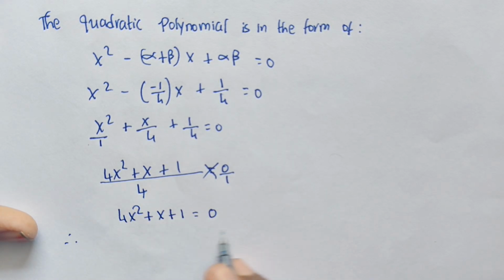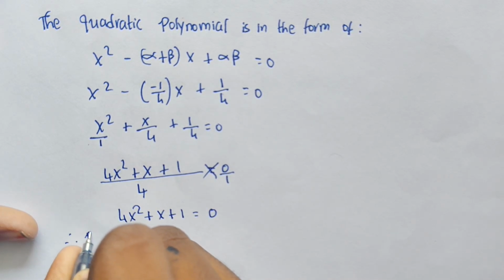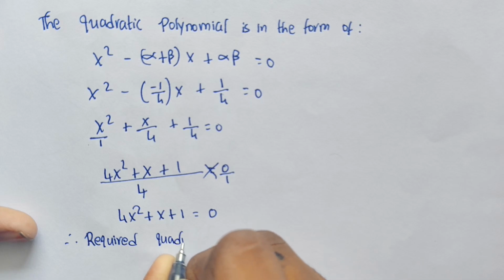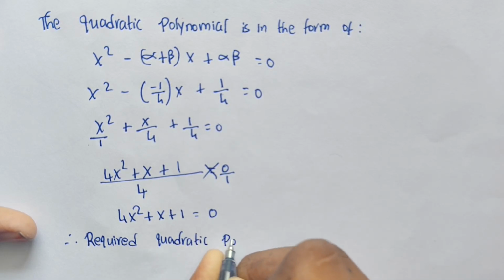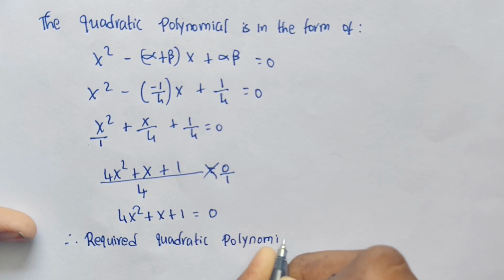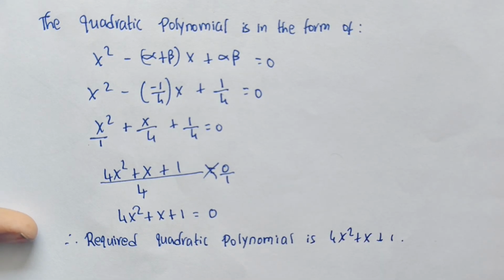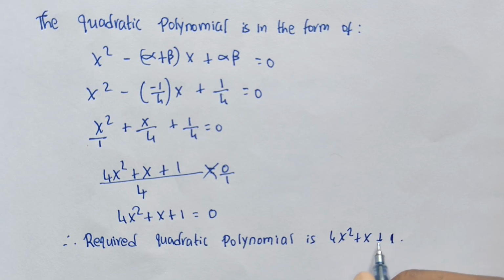Therefore we got a quadratic polynomial. So the required quadratic polynomial is 4x square plus x plus 1. We have completed fifth problem. Let us go to the sixth problem. Here the sixth question is 4 comma 1. Let us solve it.